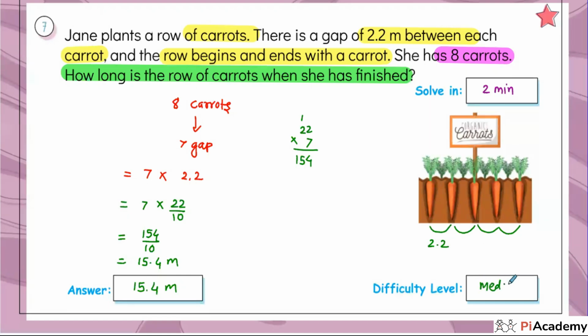Okay, but here we have one good concept: the number of carrots does not equal the number of gaps. The number of gaps is always one less than the number of quantity.